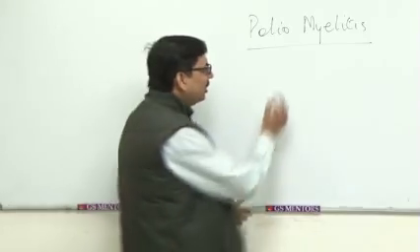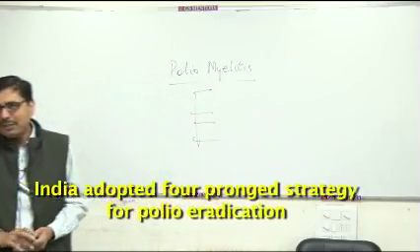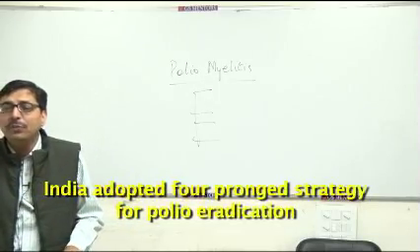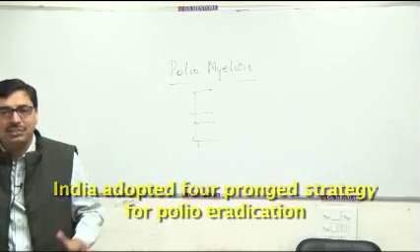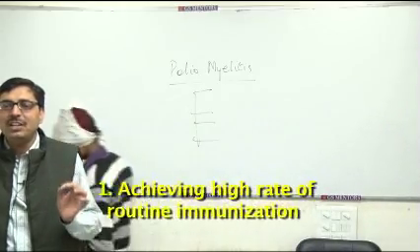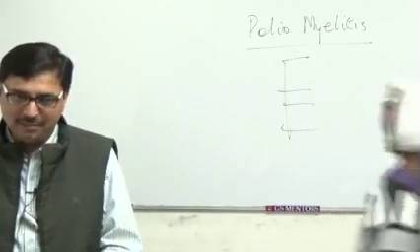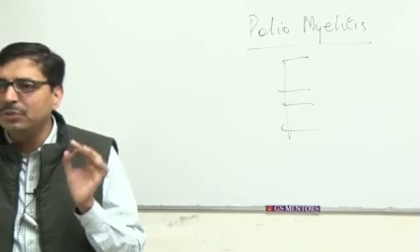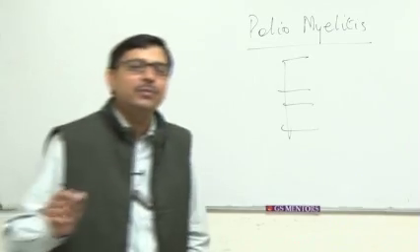Then what was this 4-pronged strategy? The first thing, which must be there in the answer, is achieving a high rate of routine immunization. What is the meaning of a high rate of routine immunization? If there is a child of age less than a year, then that child must receive 3 regular or consecutive doses of OPV, oral polio vaccine, which is being given. So that is a high rate of routine immunization.